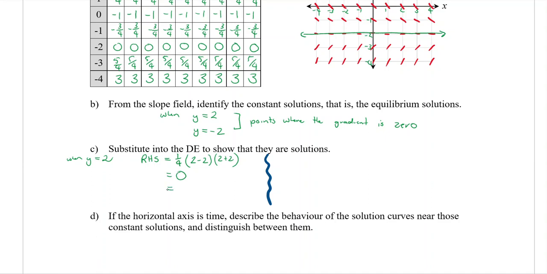And what is the derivative or the gradient of 2? Like if you would differentiate, it'd be 0, right?